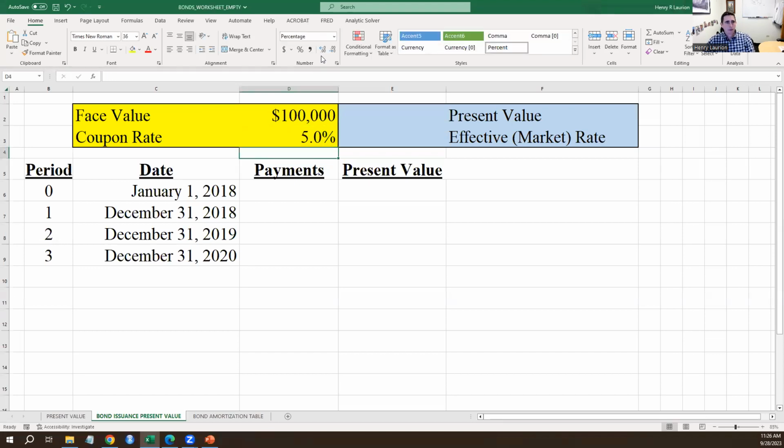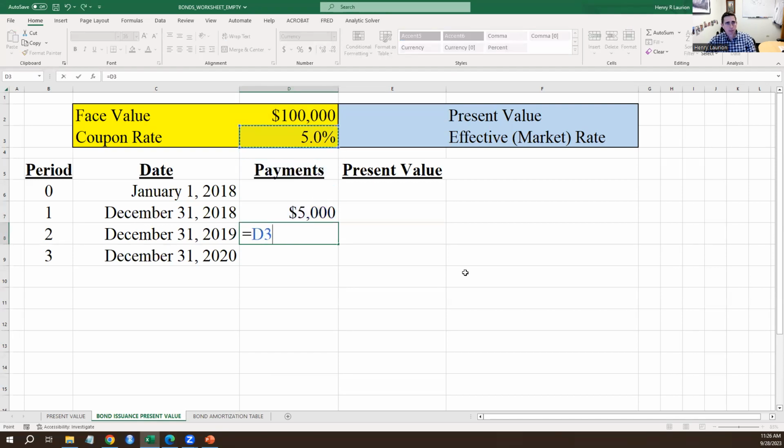5%. Okay, great. And what I'm going to do is convert these terms into the payments that I'm expecting, and this is the same as we did before. So at the end of the first year, I get a coupon payment. So that's equal to 5% times the face value. At the end of the second year, I get another coupon payment, 5% of the face value.